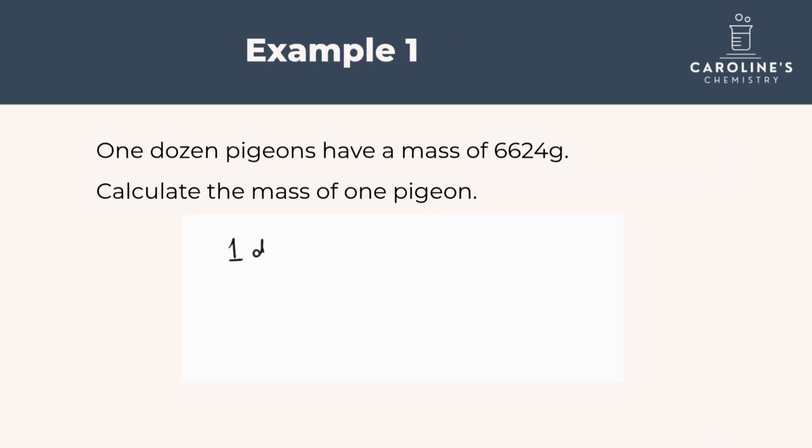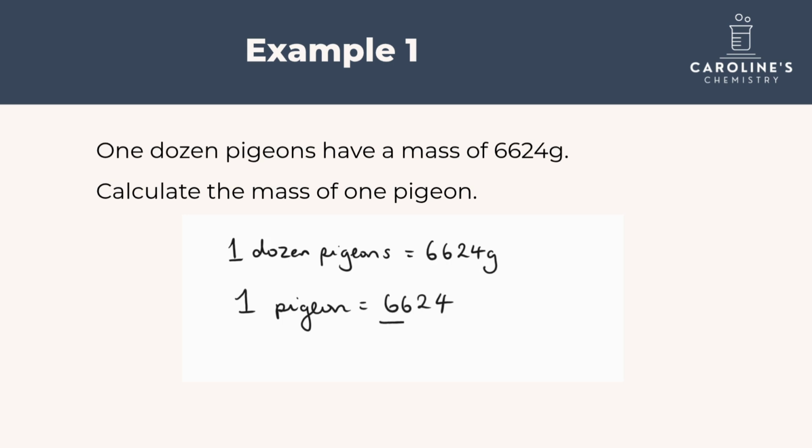So if 1 dozen pigeons are 6,624 grams, that means 12 pigeons weigh that amount. I want to find the mass of just 1 pigeon. So I take that 6,624 grams and divide that by 12, divide by the number of pigeons in a dozen, and that gets me to 552 grams. That is the mass of 1 pigeon.